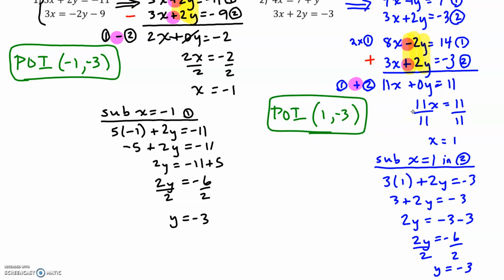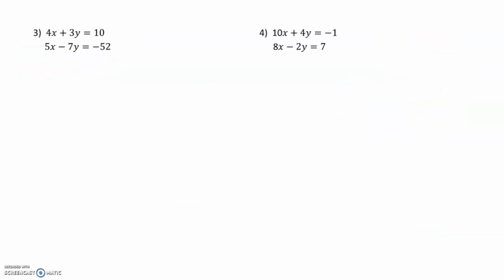All right, let's check out example 3. So example 3 is set up exactly how I want it. So I'm just going to write my numbers. I can see my first equation is x term plus y term equals number, and my second equation, x term plus y term equals a number. Perfect. All right, now I have to look at the coefficients.